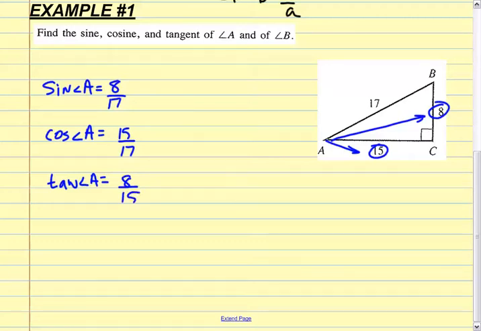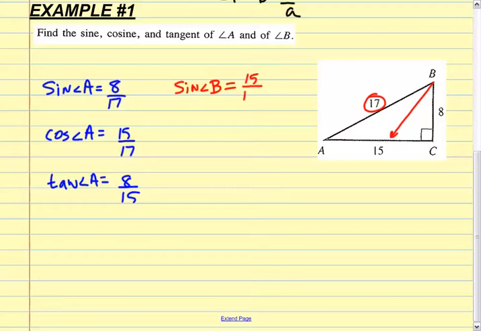Now, remember, just to bring it back up, once we're doing angle B, sine of angle B is going to be the same as cosine of angle A. Let's check it out. Opposite over hypotenuse, 15 over 17. Oh, look at that. That's the cosine of A. Cosine of angle B is going to be equal to the sine of A.